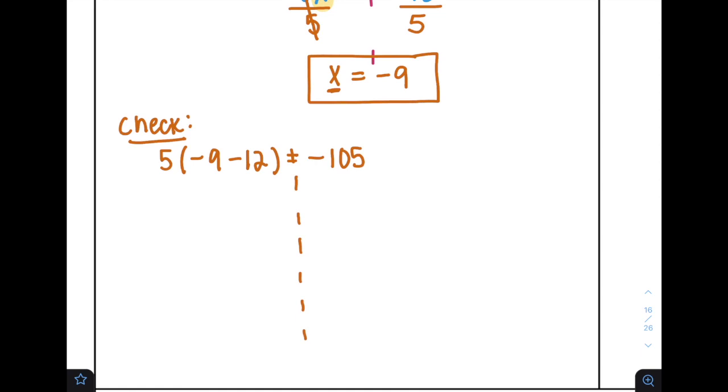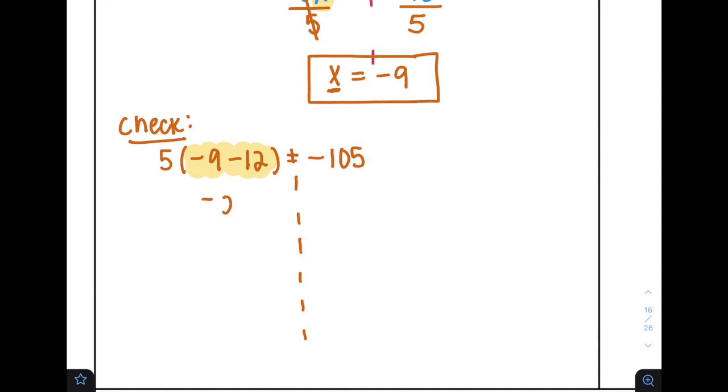Negative 105 is going to stay on the right. What I'm just going to simplify is my left side. And the first thing I want to do is figure out what's going to happen and simplify, starting with my order of operations, which is parentheses. So I have negative 9 minus 12.